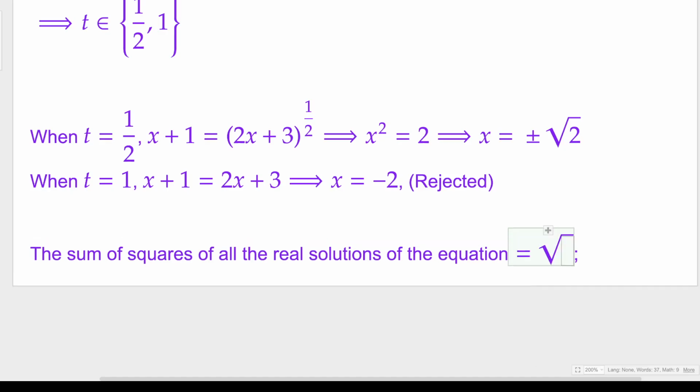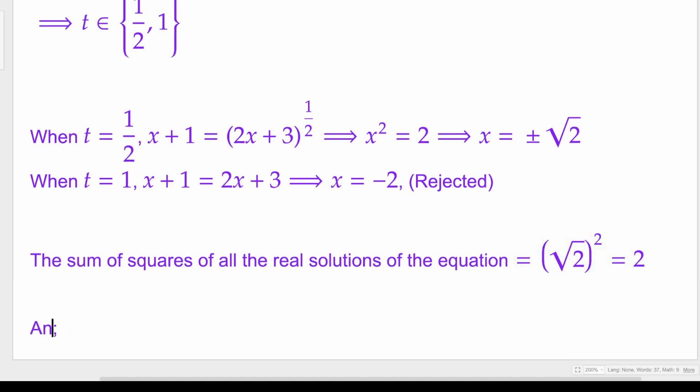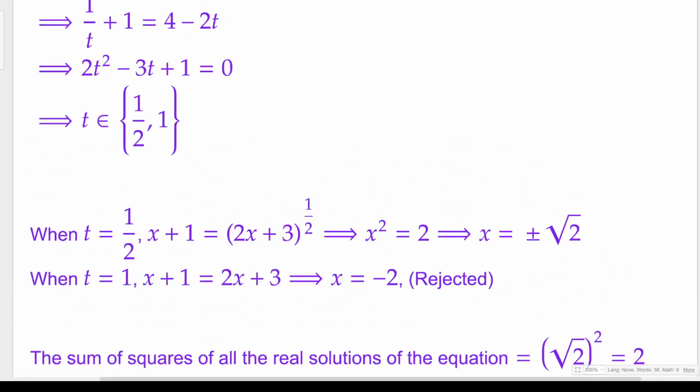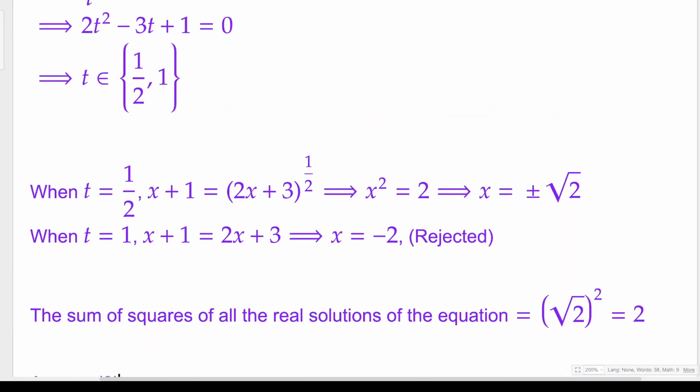If I square this up, this would be square root of 2 whole square, and the answer for this one will be 2. So the answer is 2. Okay, and that's the entire solution and its answer. So I hope it is clear to everyone.